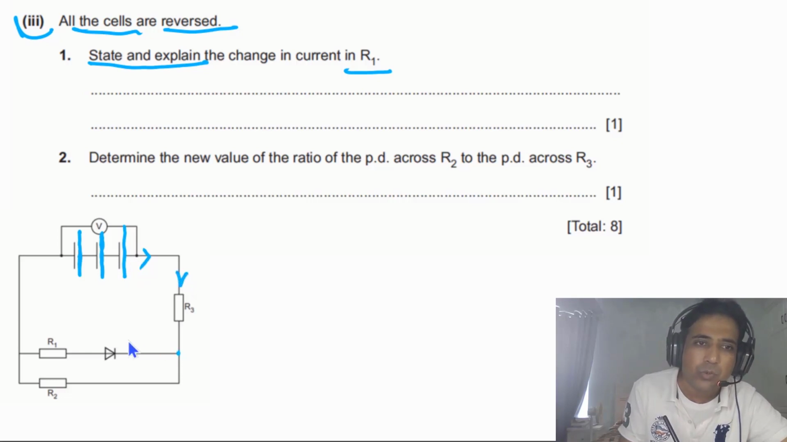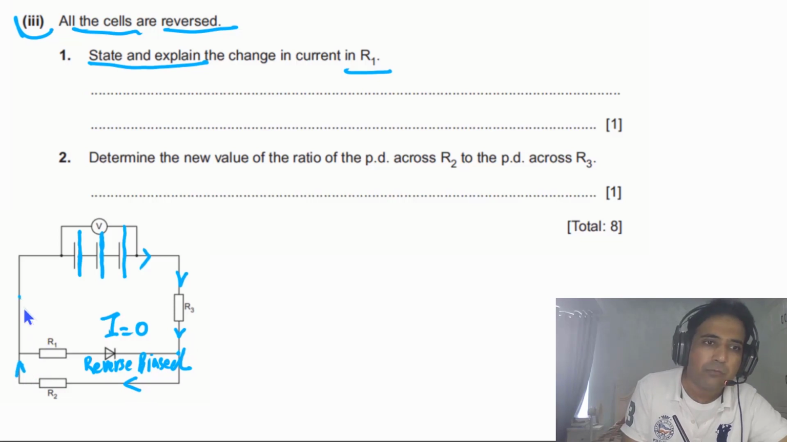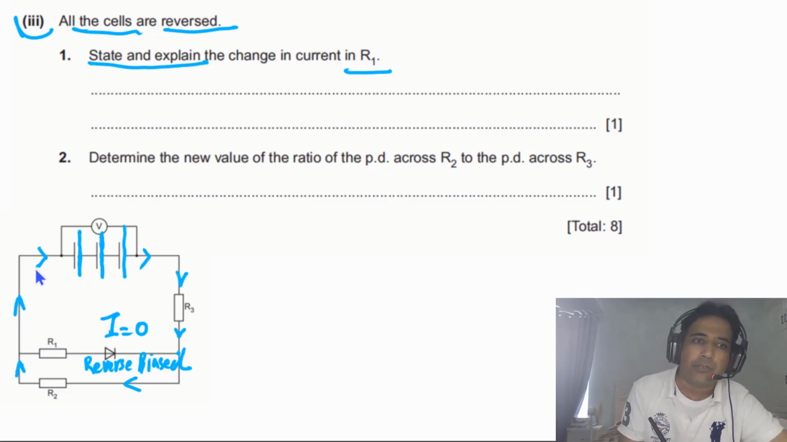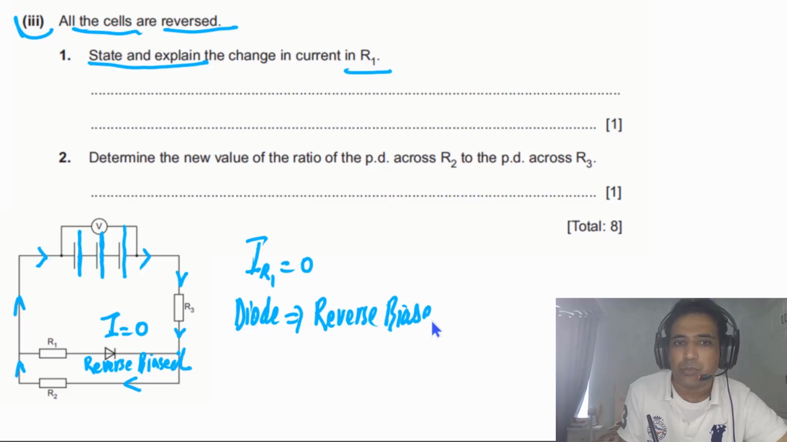Now at this junction, no current will flow this way, so we can say I in this branch has to be equal to 0 because this diode is now connected in reverse bias. So this is an important one. You need to understand how current will flow in this circuit. So current will flow like this. So simply we can say current IR1 will be equal to 0. Why? Because the diode is connected in reverse bias. So this is the point you need to understand.